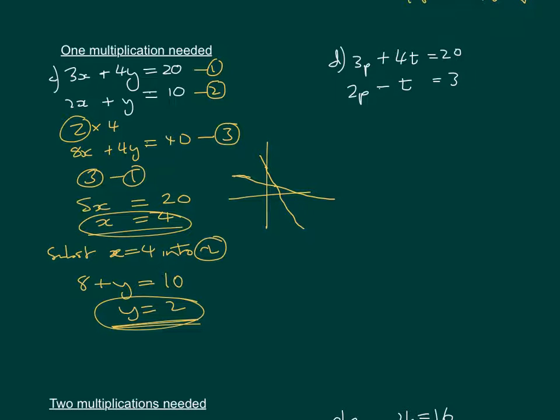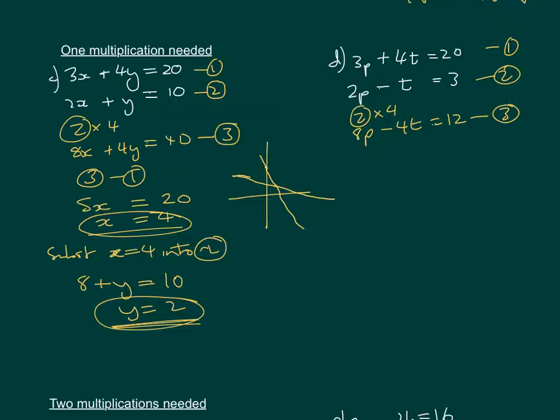Moving on to the second example of this type. Again, I'm just going to label 1 and 2. And again, we can multiply by 4 here to get 4t. So I'm going to do 2 times 4, which is going to give us 8p minus 4t equals 12. Call that equation 3.